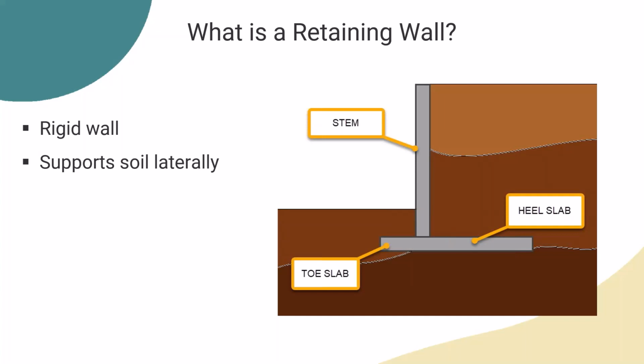Let's see quickly the parts of the retaining walls. So here we have the stem, toe slab, and the heel slab. The toe and the heel slab form the foundation of the wall. Some walls have a nib to prevent it from sliding.